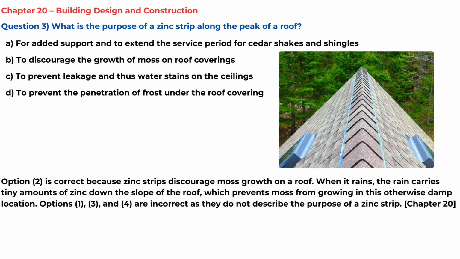Question 3. What is the purpose of a zinc strip along the peak of a roof? Option 2 is correct because zinc strips discourage moss growth on a roof. When it rains, the rain carries tiny amounts of zinc down the slope of the roof, which prevents moss from growing in this otherwise damp location. Options 1, 3, and 4 are incorrect as they do not describe the purpose of a zinc strip.